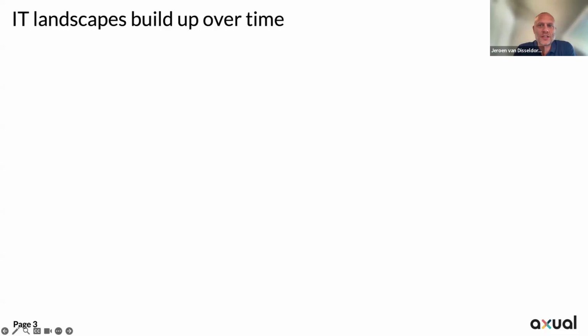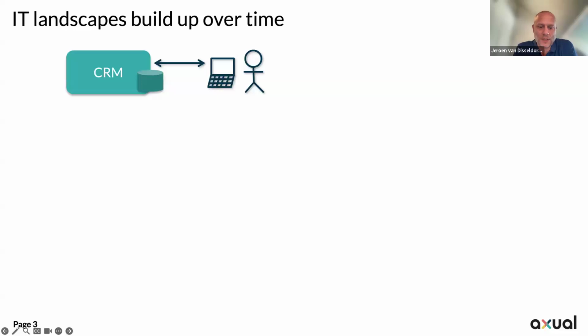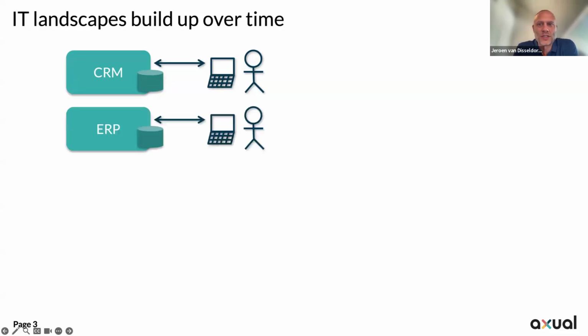So systems and IT landscapes, they build up over time. Usually it starts with a system that you get introduced into your organization with users operating directly on that system. And then, of course, more systems get added to the mix. There's just random examples displayed here. As soon as you have two systems, then, of course, there's a need to integrate them.